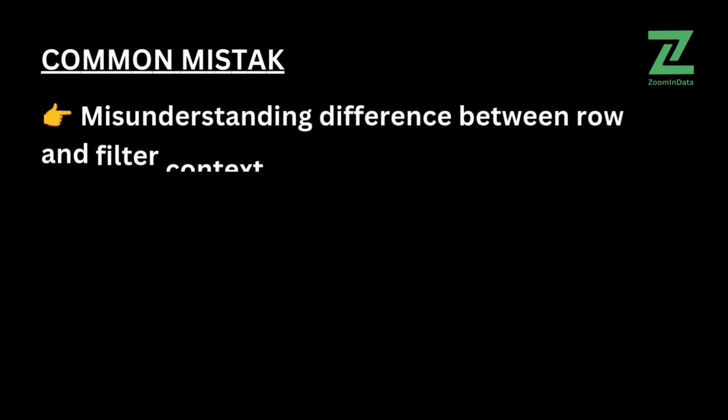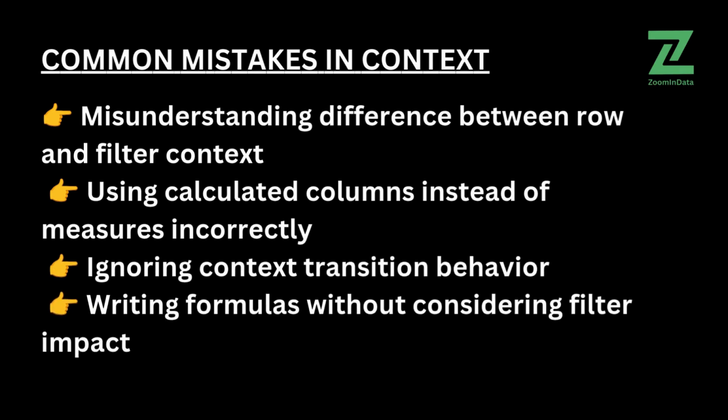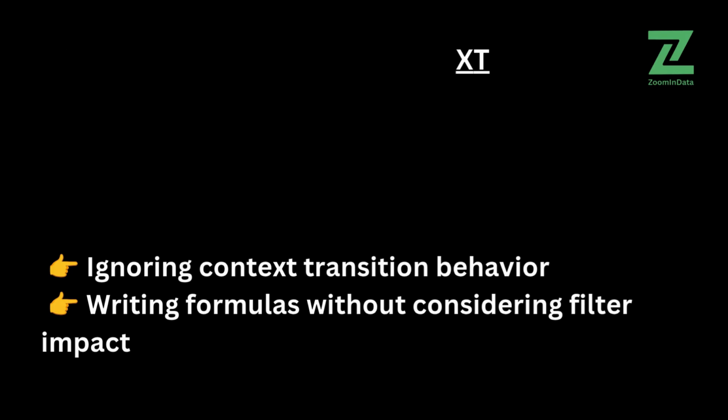Many users make mistakes when working with context in DAX. A common issue is misunderstanding the difference between row context and filter context. Another mistake is using calculated columns when measures are more appropriate. Ignoring context transition can lead to incorrect results. Writing formulas without considering filter behavior often causes unexpected outputs.